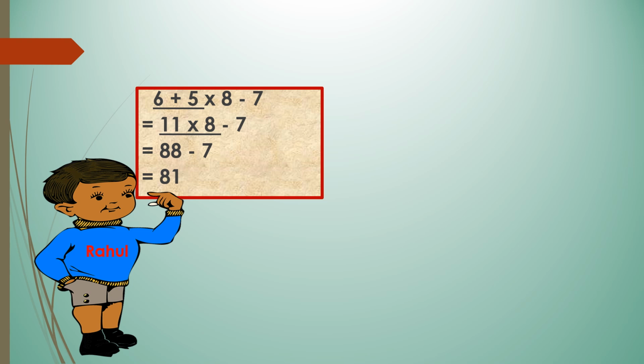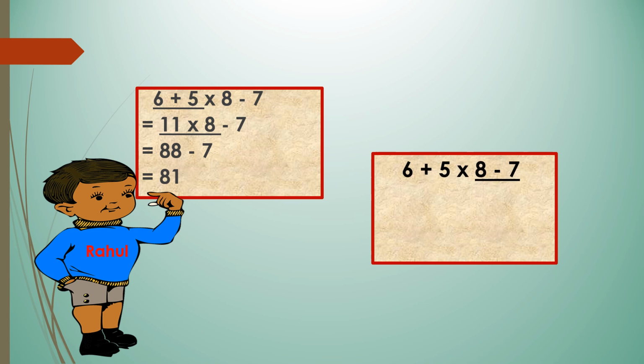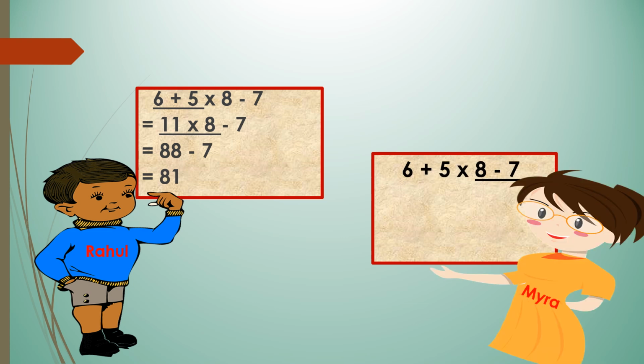The same sum was also given to another student of the class whose name is Myra. She solved this sum like 6 plus 5 multiplied by 1, that is 6 plus 5, and she gets her answer as 11. Now students, as you can see, the sum was the same for both Rahul and Myra, but their answers differ. This difference in answer, that is 81 and 11, is not permissible in mathematics.